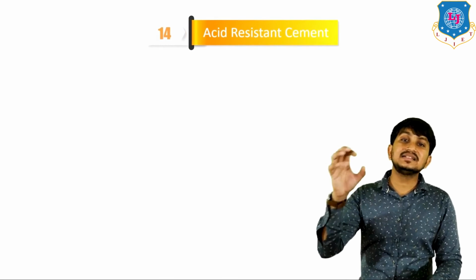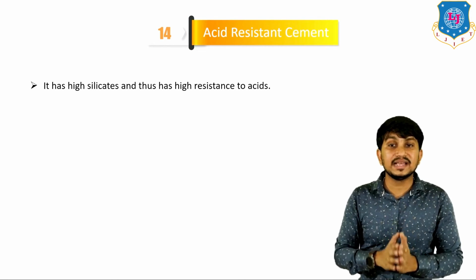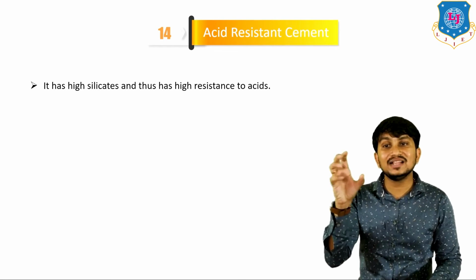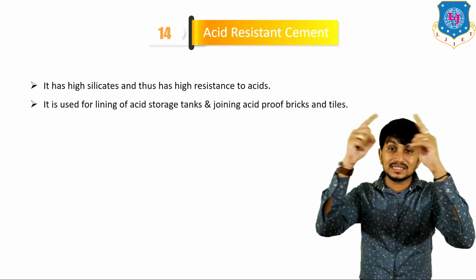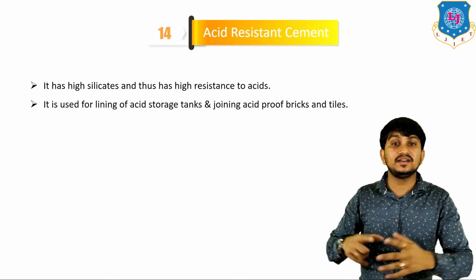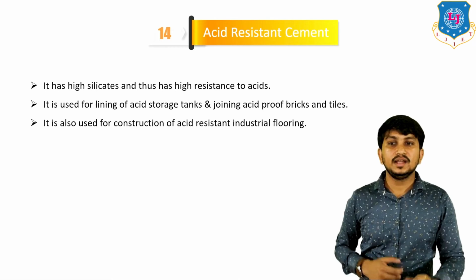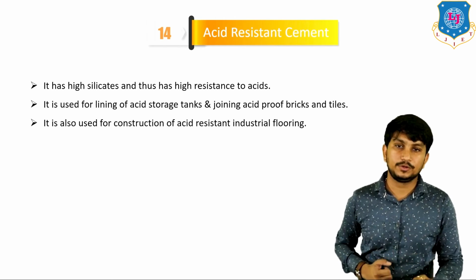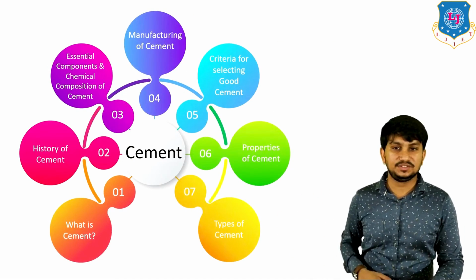Last is acid resistant cement. It has high silicates and thus has high resistance to acids. So it has very high silicate content. It is generally used for lining of acid storage tanks in a number of industries and also used for joining acid proof bricks and tiles. It is also used for construction of acid-resistant industrial flooring. That's all about various types of cement.